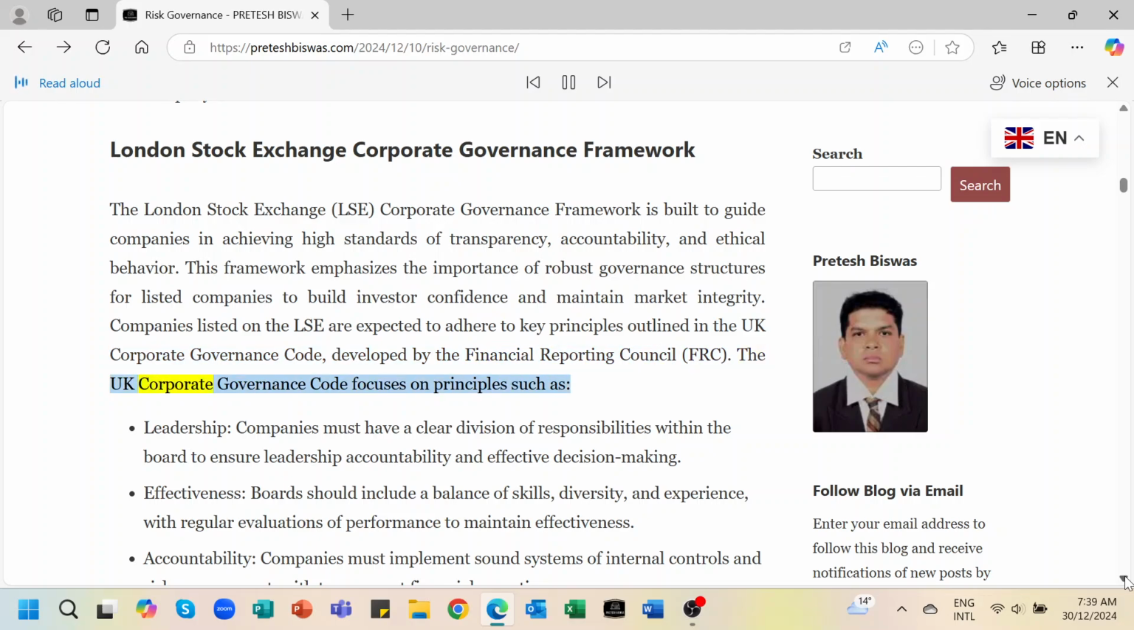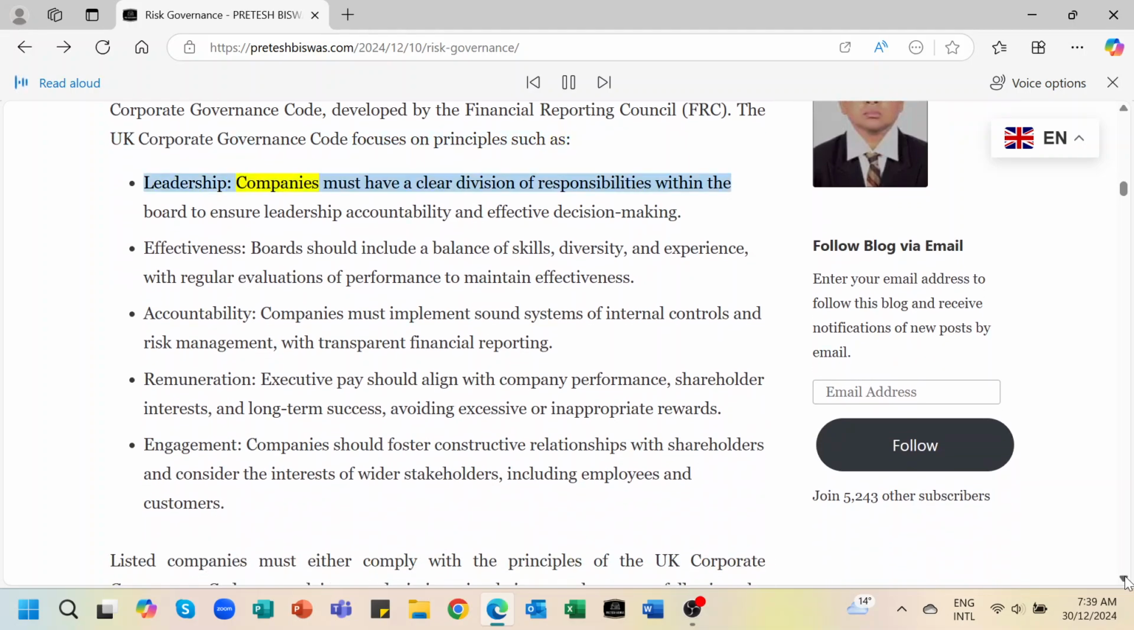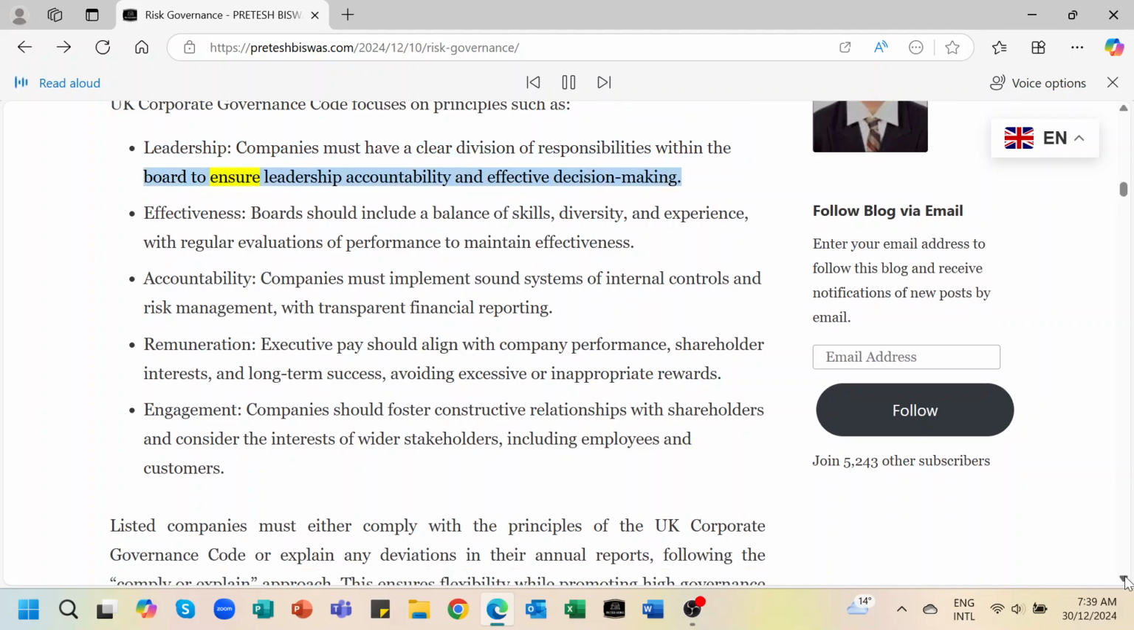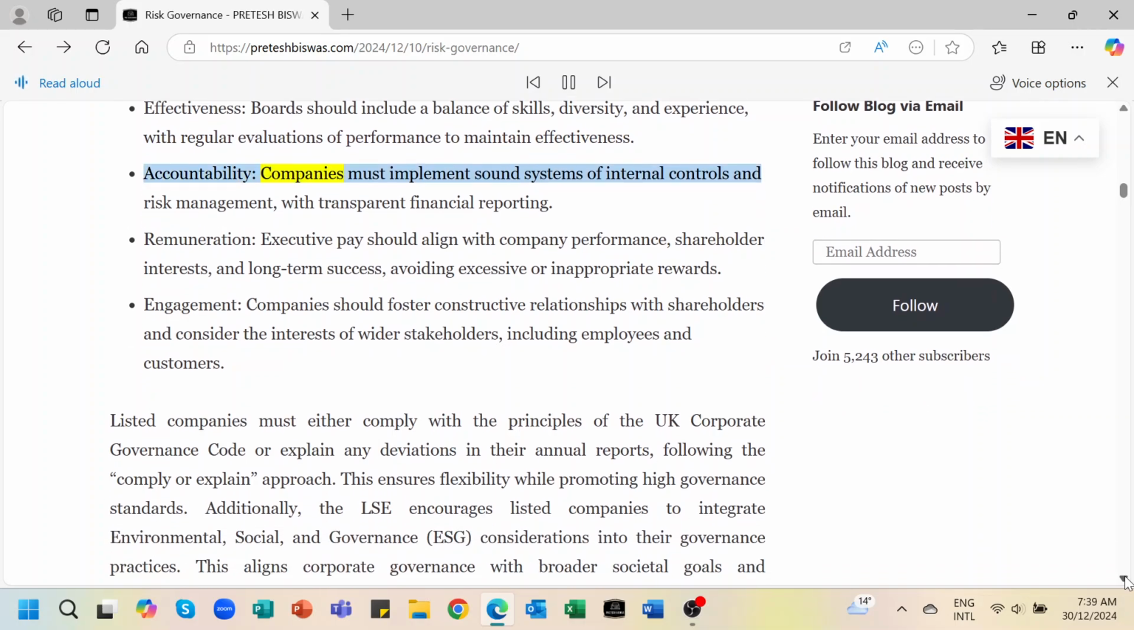The UK Corporate Governance Code focuses on principles such as leadership. Companies must have a clear division of responsibilities within the board to ensure leadership accountability and effective decision-making. Effectiveness. Boards should include a balance of skills, diversity, and experience, with regular evaluations of performance to maintain effectiveness. Accountability. Companies must implement sound systems of internal controls and risk management, with transparent financial reporting.